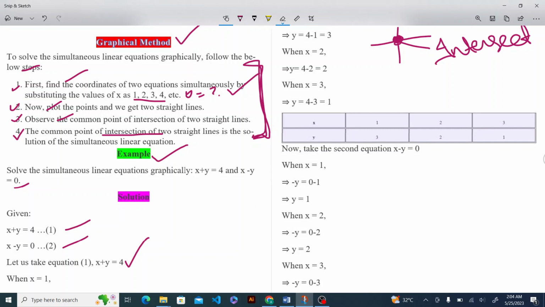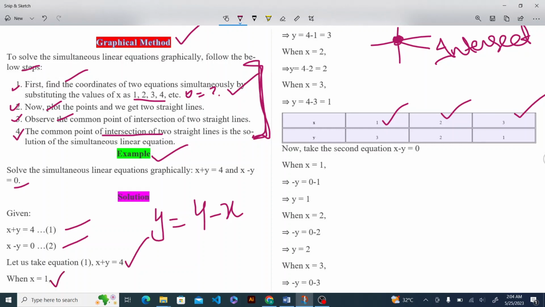We have made this equation x plus y is equal to 4 as y is equal to 4 minus x. Now one by one we will put the values of x equal to 1, 2, 3. We will take 3 values, okay? So 3 points we will get.